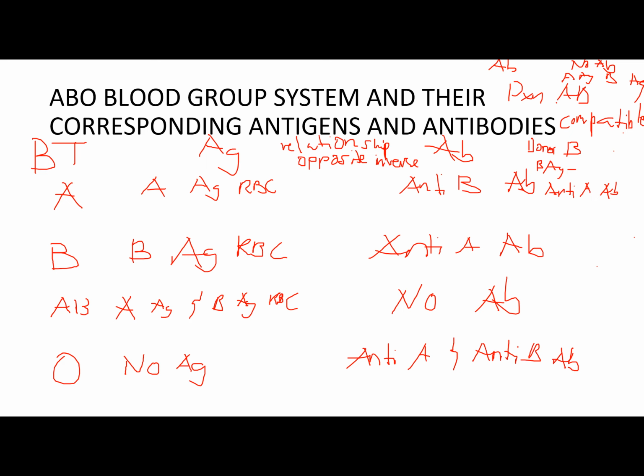It could be transfused. That is why, class, your blood type AB is considered the universal recipient. It could receive any type of blood.